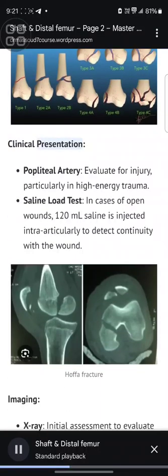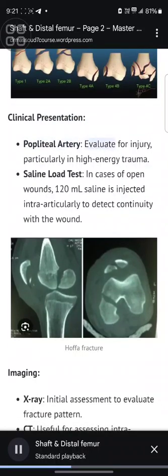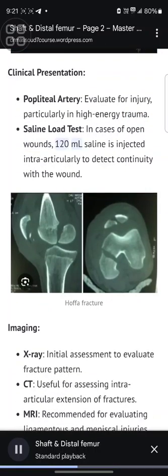Clinical presentation. Popliteal artery. Evaluate for injury, particularly in high-energy trauma. Saline load test. In cases of open wounds, 120 ml saline is injected intra-articularly to detect continuity with the wound.